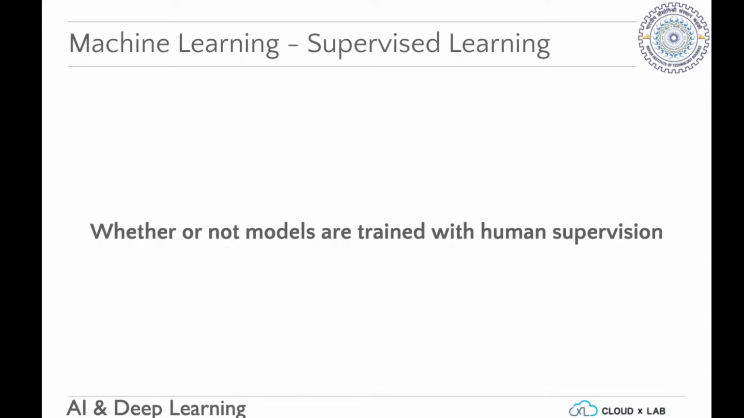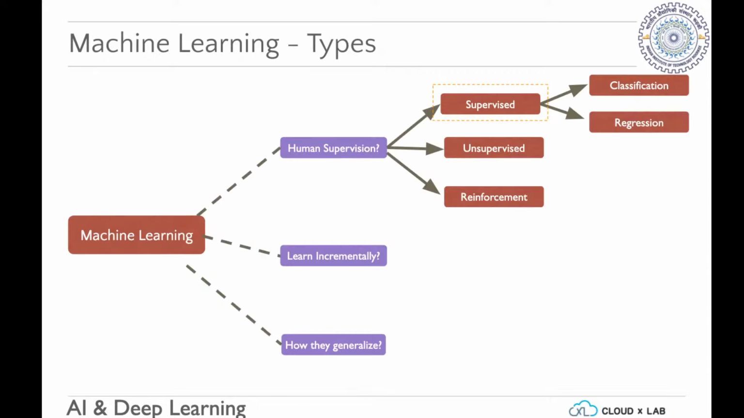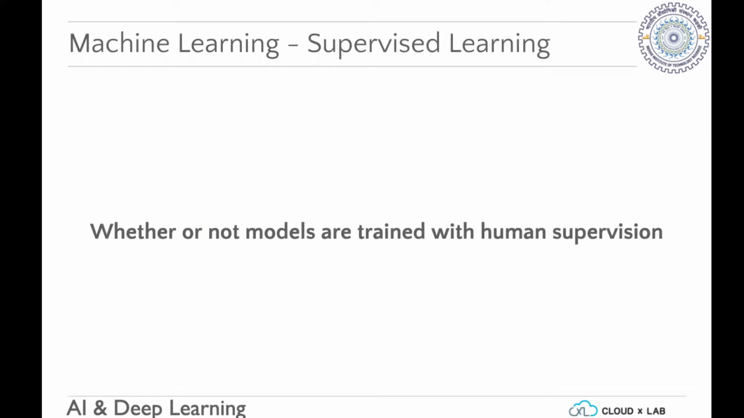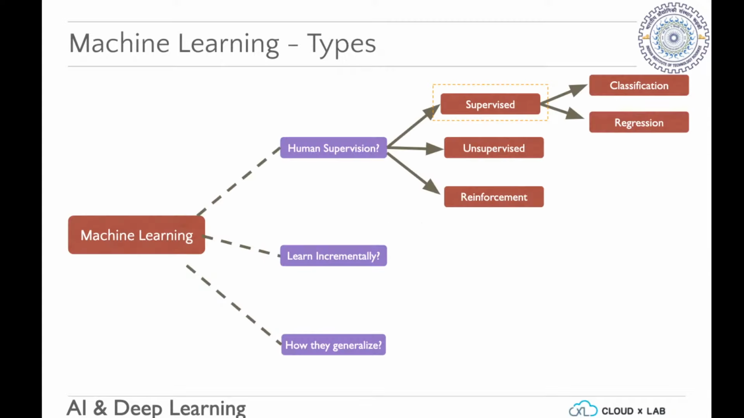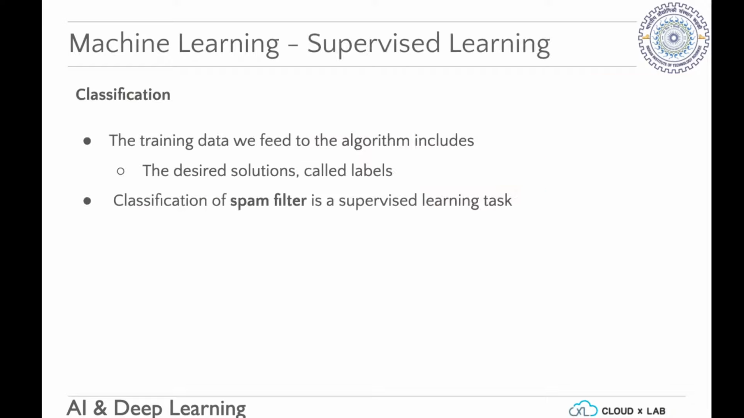So human supervision. What it means is that you basically get data that is identified as, say, good and bad, so somebody has pre-classified the data as good and bad, and that's what supervised learning is. We'll see more of it. So supervised learning has two types. One is classification, another is regression.